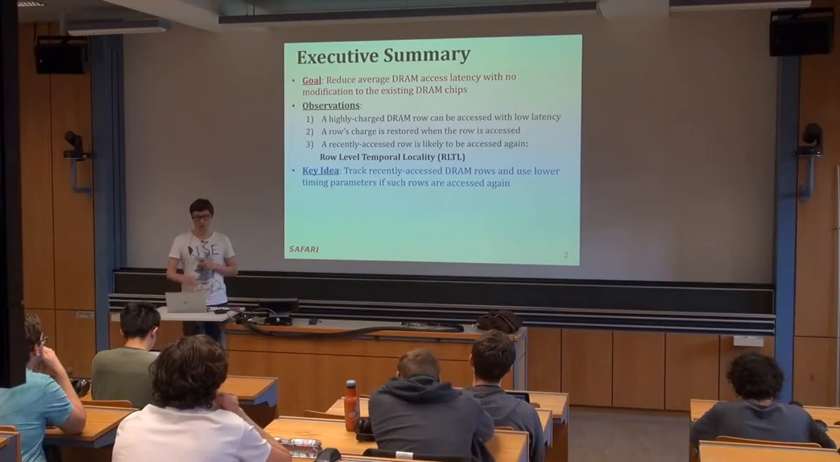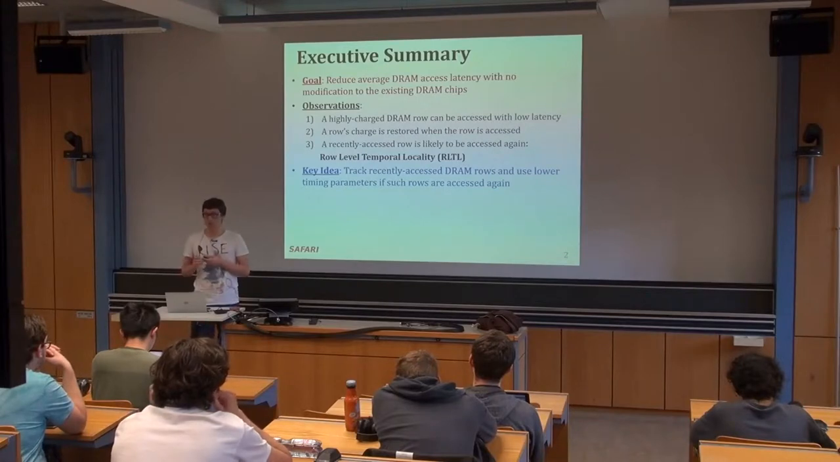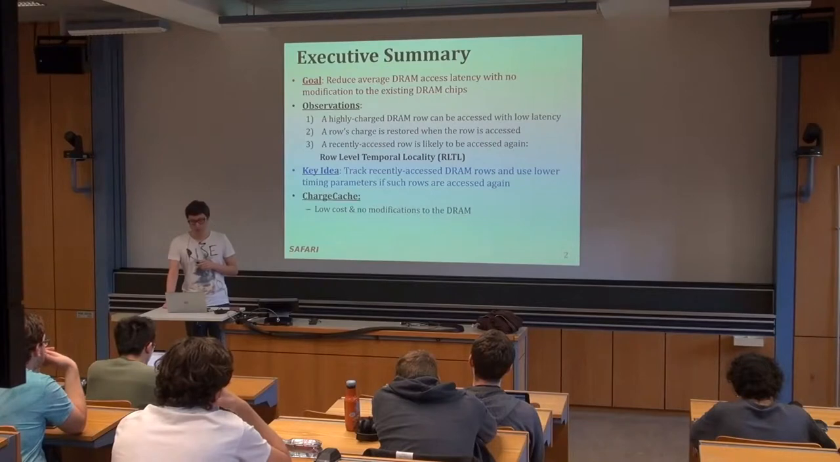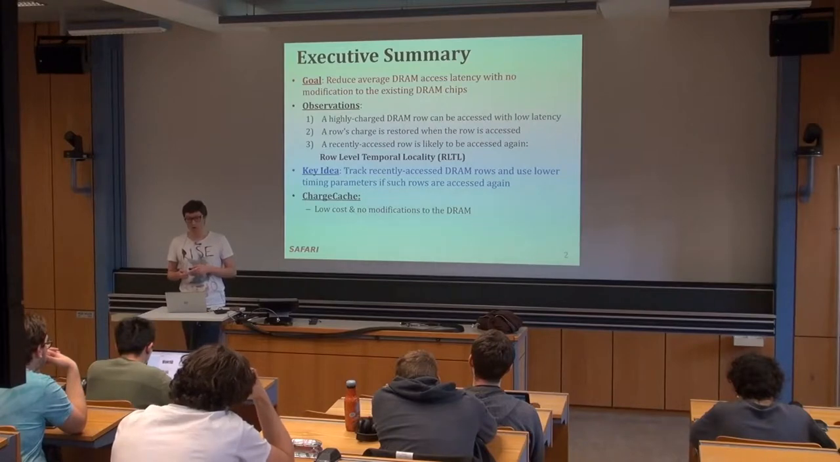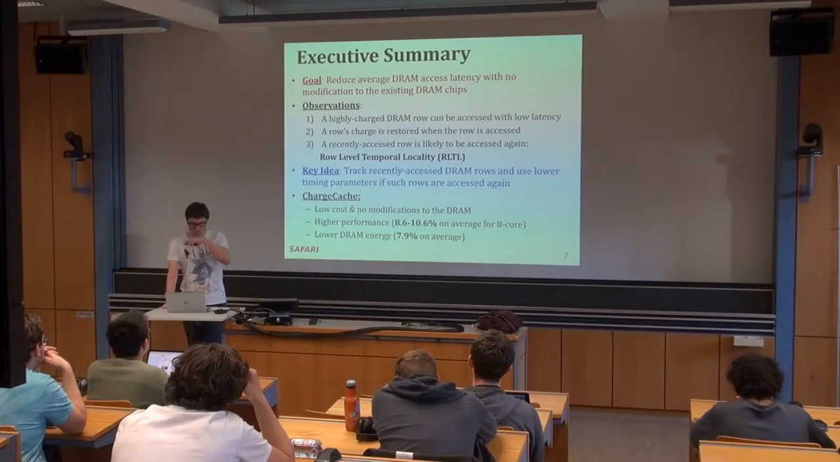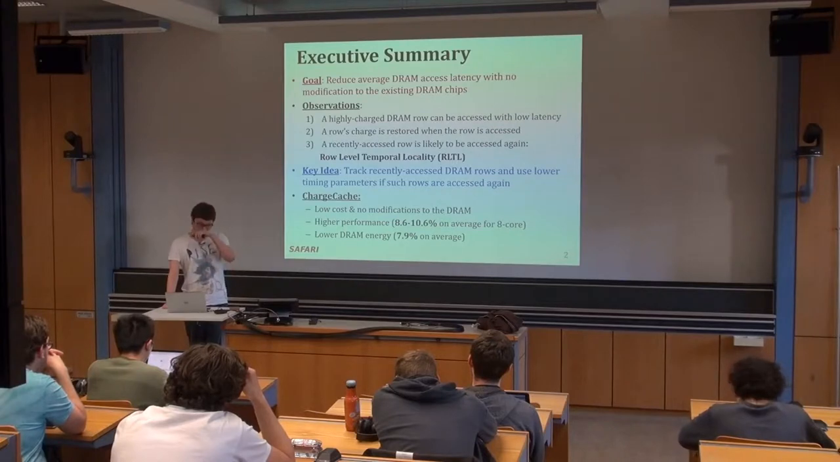Based on those three observations, we developed this key idea, which is tracking the recently accessed DRAM rows and using lower timing parameters if they are accessed again, because we know that they are highly charged. The mechanism is called ChargeCache. It requires very low cost changes in the memory controller and no modifications on the DRAM chip. It improves performance by 8.6 to 10.6% on average for an 8-core system, and lowers DRAM energy due to improvement in execution time.